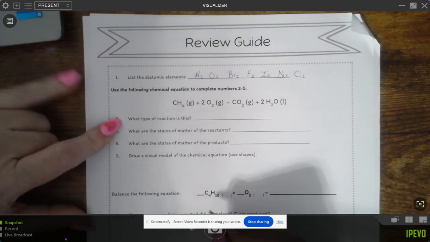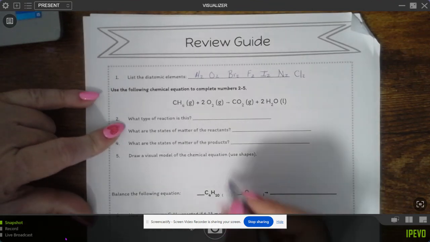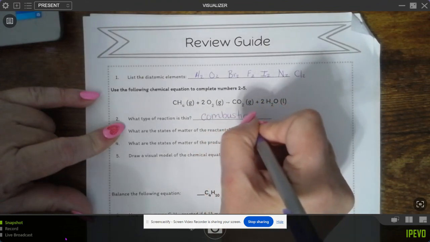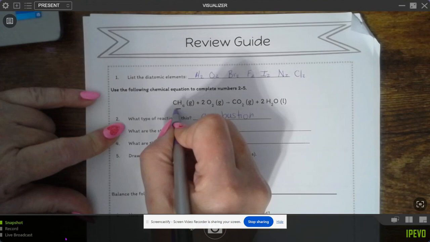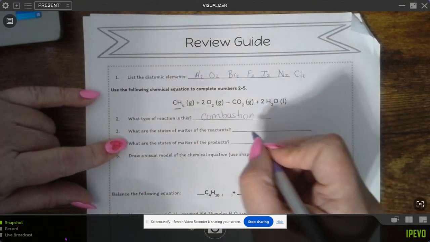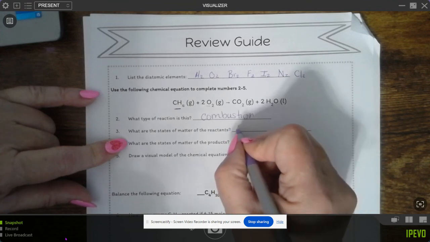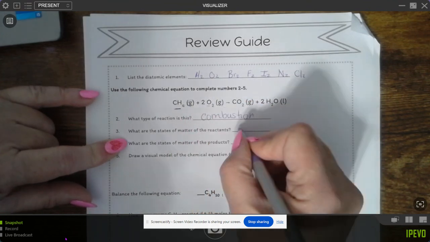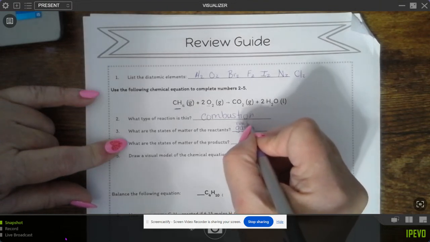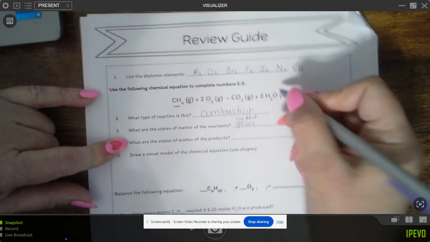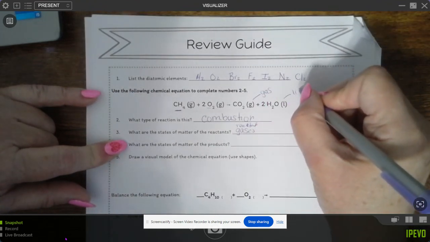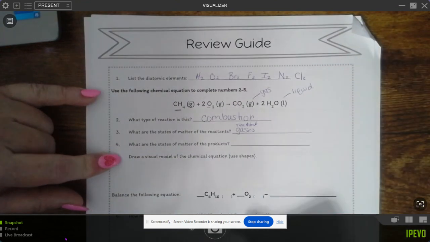All right. Next question. What type of reaction is this? This is a combustion reaction. We know that it's combustion because it's got this hydrocarbon combined with oxygen. All right. The states of matter: the reactants are both gases. And then carbon dioxide, this is a gas. This is a liquid.